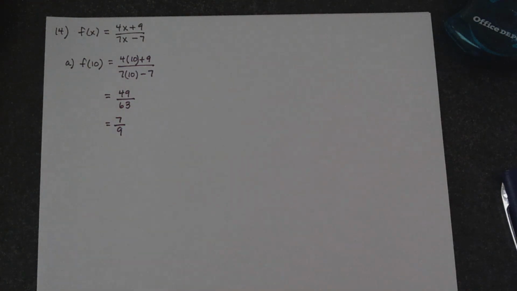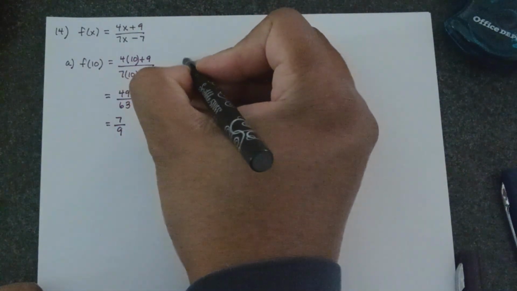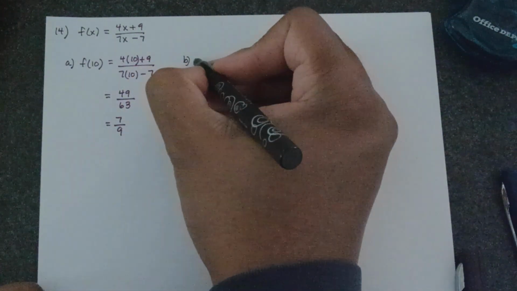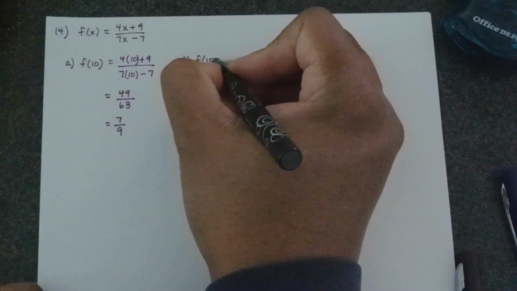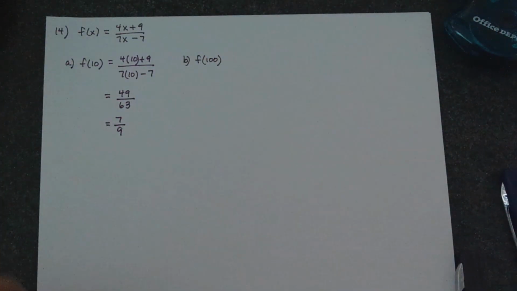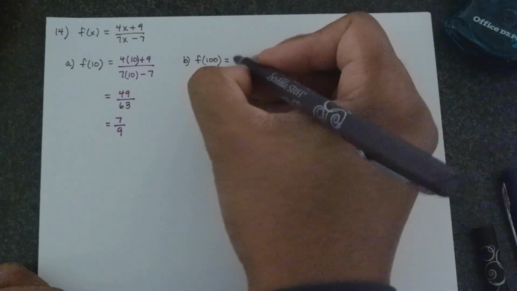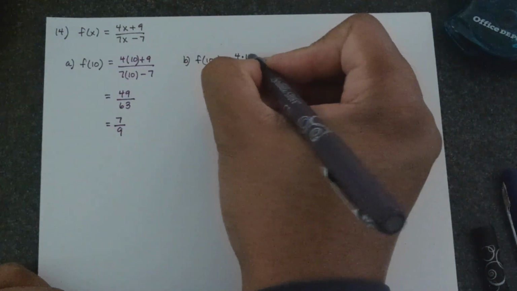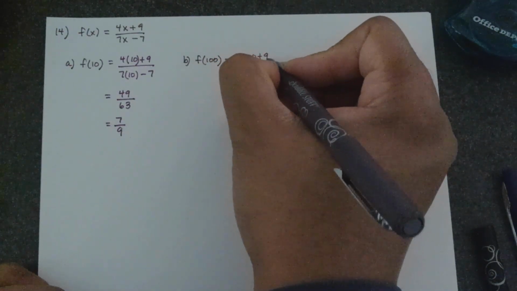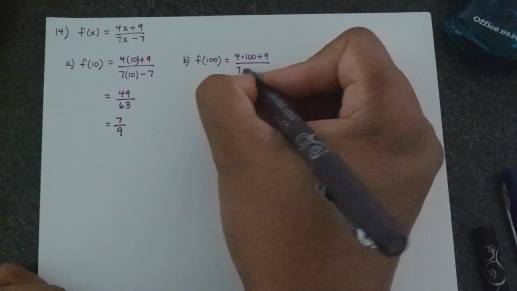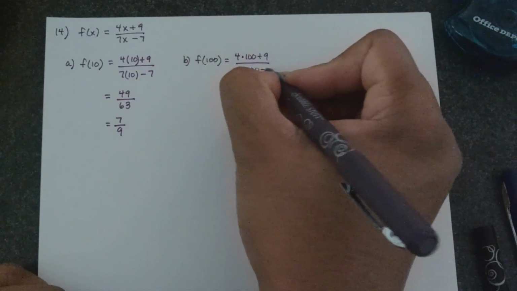Okay. Are there any questions about part A? No. Okay. Part B is f of 100. So here we substitute the x with 100, so it'll be 4 times 100 plus 9 divided by 7 times 100 minus 7.